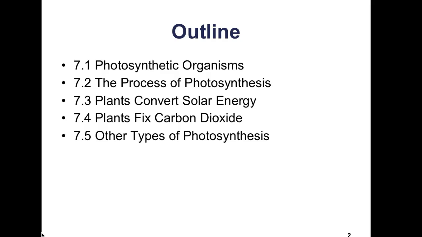So basic outline, in 7.1, it's the photosynthetic organisms. 7.2, the process of photosynthesis. 7.3 is how plants are going to convert solar energy. And then we're going to look at, in 7.4, plants fixing carbon dioxide. And then we'll look at the various types of alternative pathways in section 7.5.